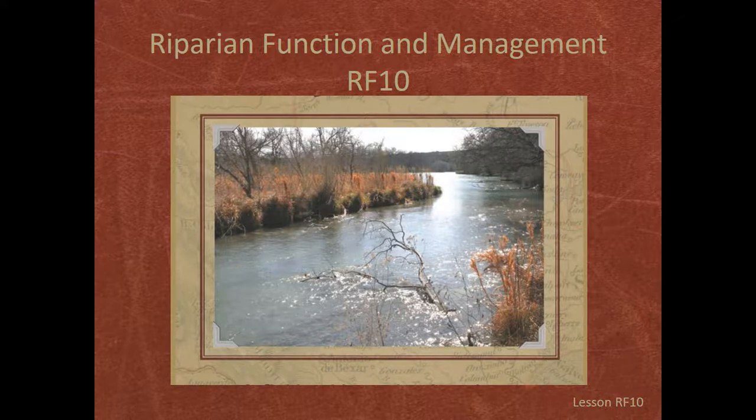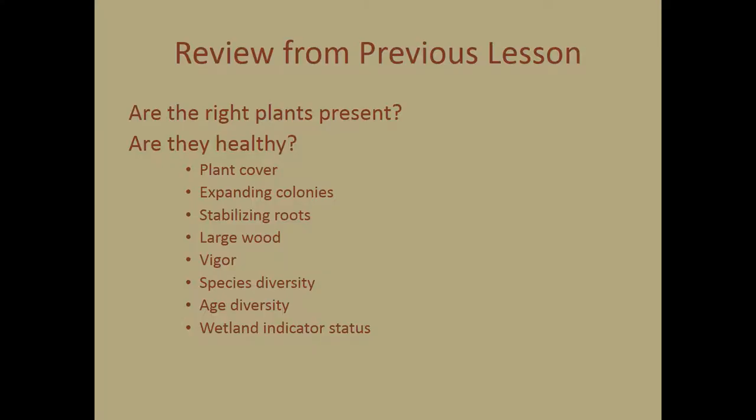Welcome to our 10th lecture on riparian function and management. Our previous lesson covered some of the key considerations in understanding the riparian plant community. The considerations we discussed help answer the key questions: are the right plants present, and are they healthy? Stemming from that, we discussed plant cover, expanding colonies, stabilizing roots, large wood, vigor, species diversity, age diversity, and wetland indicator status.